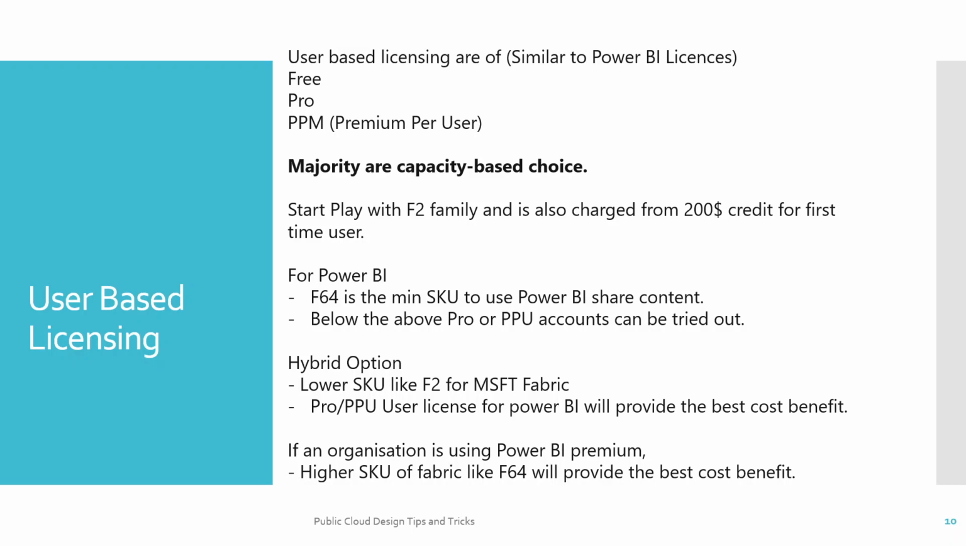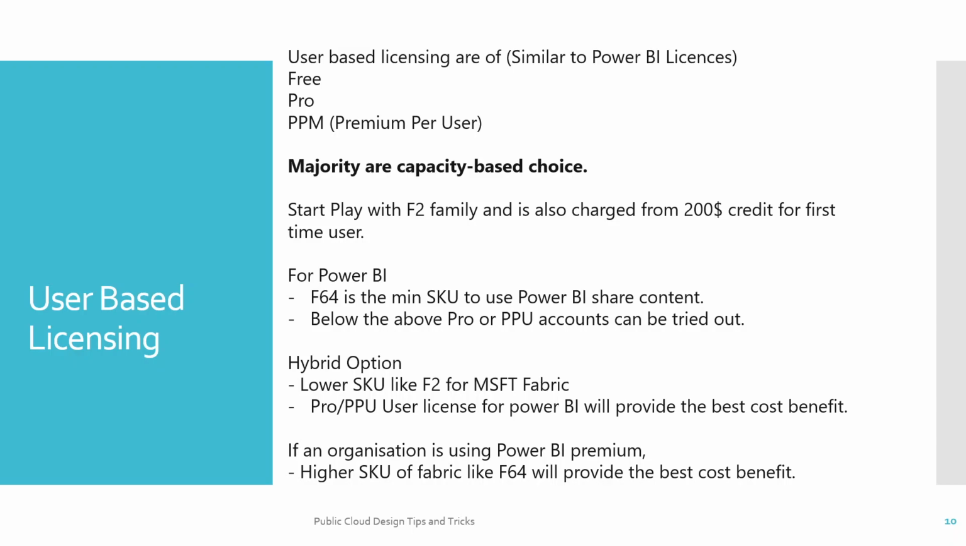And let's say the lower SKU, if you're using F2 or something, then it only comes with Microsoft Fabric, and it doesn't have any Power BI addition in that kind of SKU. Except Power BI, you can use all the rest of the data elements I've shown in the first slide, based on your requirement. And then Pro and PPU user licenses for Power BI will provide the best cost benefit if you don't want to use F64, which is the premium Power BI capability.